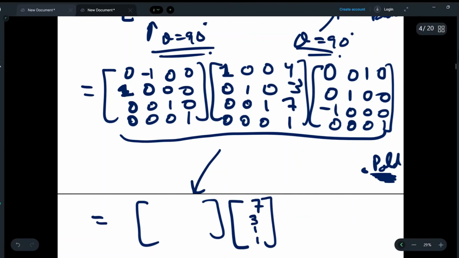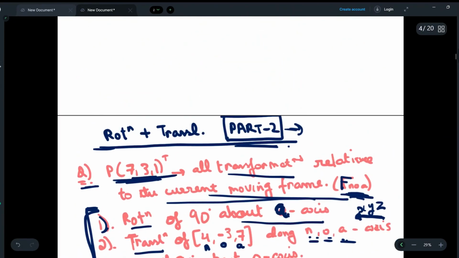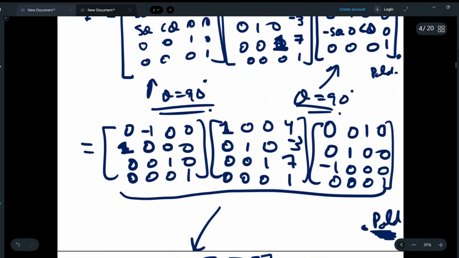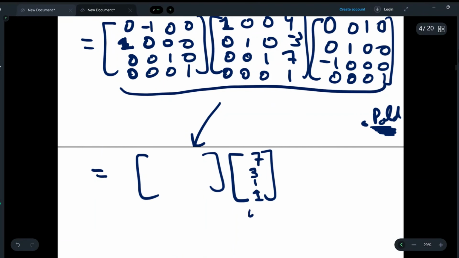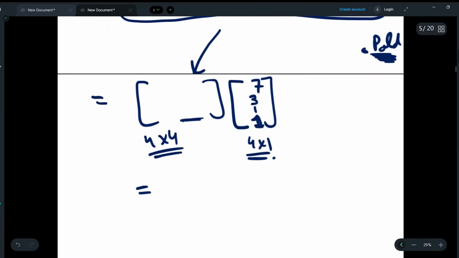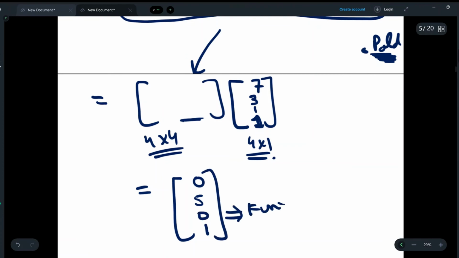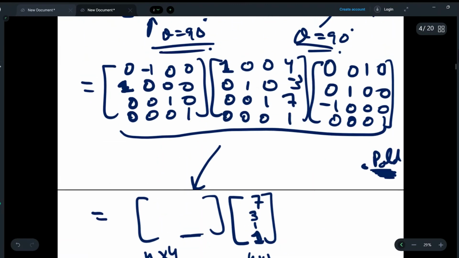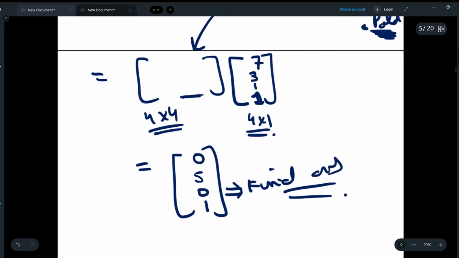You must be wondering that we are only given 3 points, and why did we add 1 in the last row? We added 1 over here in order to make this a 4 cross 1 matrix, and this is a 4 cross 4 matrix. So in order to do the multiplication properly, we have to put 1 in the last row. It won't make any difference. So on multiplying the resultant with this value, you will get the final answer as 0, 5, 0, and 1. So this is your final answer that we got on multiplying these transformations by the old value. So this is your P new.